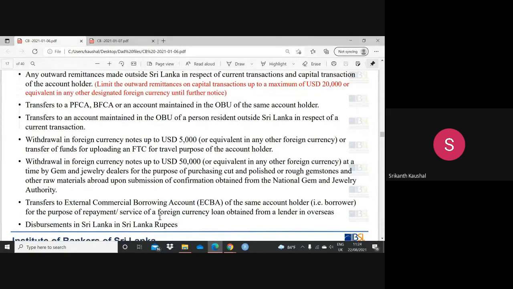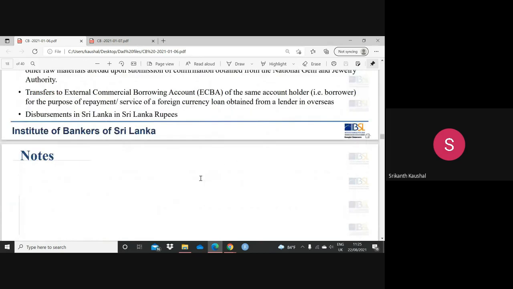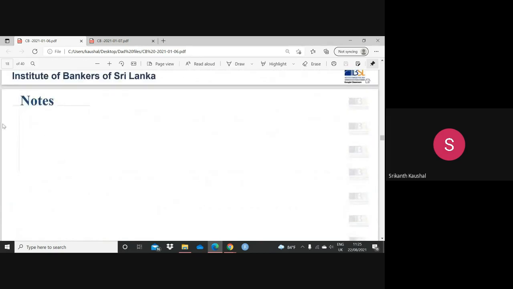Right? Then disbursement in Sri Lanka and Sri Lankan rupees. What does it mean? If you have funds in the BFC account and you want your LKR current account to be funded, what you do is take $5,000 out of your BFC account, convert into LKR, and fund your current account. But that money cannot be reconverted. So remember always, whatever is converted into LKR cannot be converted back. That is the fundamental of foreign exchange regulation. Understood? Okay.